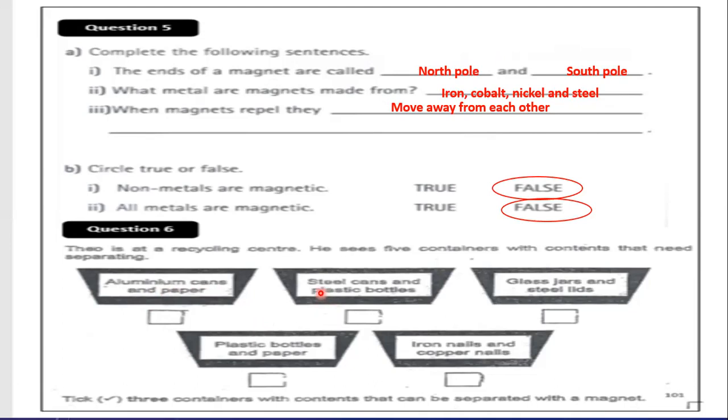The next is steel cans and plastic bottles. We know that steel is a magnetic material. So this means that the magnet is going to affect it for sure.